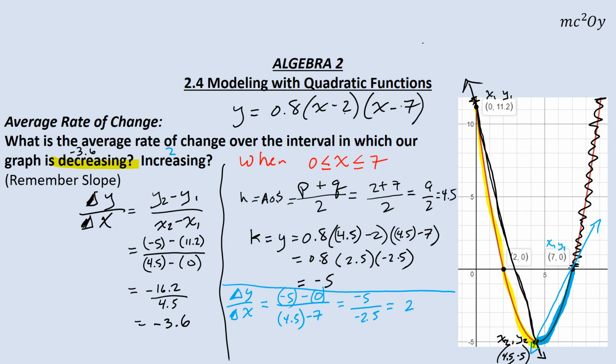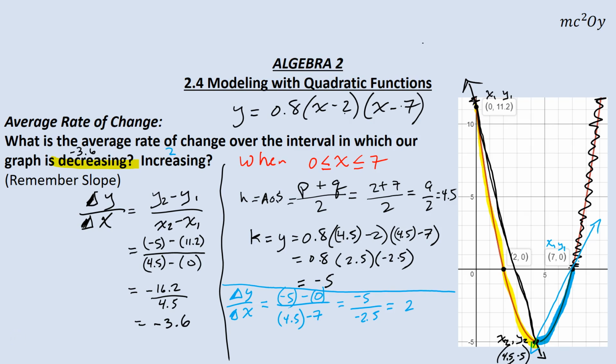So which one has the greater rate of change? Well, decreasing has the greater rate of change, whereas decreasing has a slope of negative 3.6. When it's increasing, it has a slope of 2.